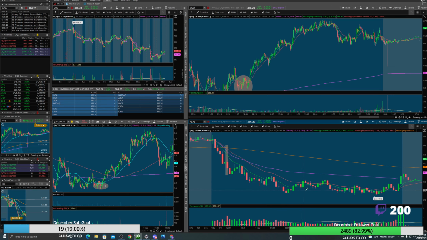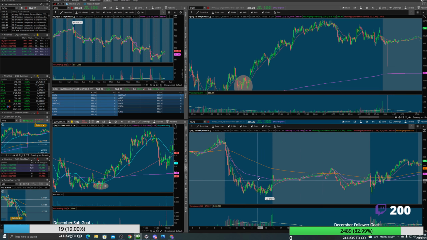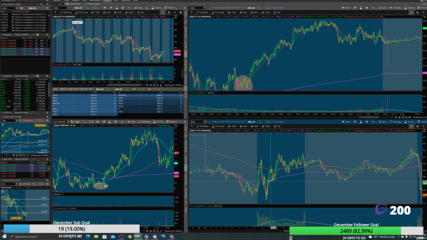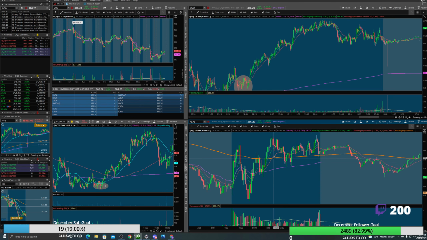Okay, big move down. Let's look at it on another day. Right here it crosses. It's a little bit late though. So this is an instance where you can't trade the same EMA or the same strategy every single time. It's not going to work every time.